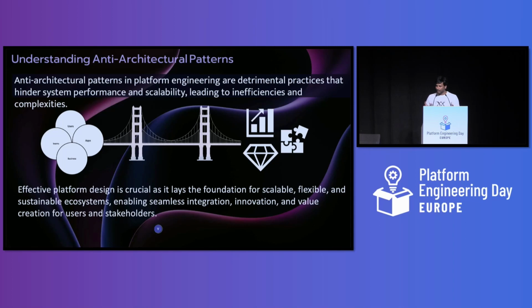So let's understand what an anti-architectural pattern is. Any pattern that is a detrimental practice that hinders your system performance and scalability, and leads to inefficiency and complexities, those are called anti-architectural patterns in your platform. So how does your platform need to be designed? It should be a crucial design that acts as a foundation between your stakeholders, maybe users, apps, teams, or business, that should give an outcome of value, growth, and innovation. That's how a crucial platform should play a role.